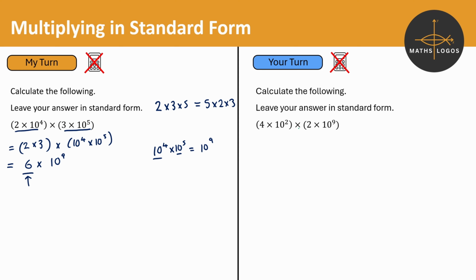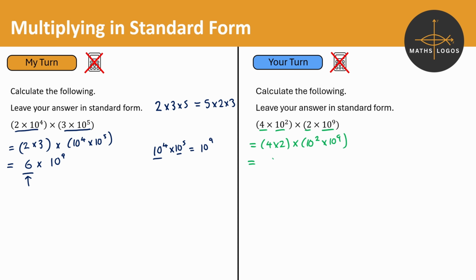So 4 multiplied by 10 to the power of 2 multiplied by 2 multiplied by 10 to the power of 9. Okay, let's go ahead and do this. Let's start by multiplying our coefficients together. So 4 multiplied by 2. And then multiply our powers of 10 together. So 10 to the power of 2. And multiply that by 10 to the power of 9.